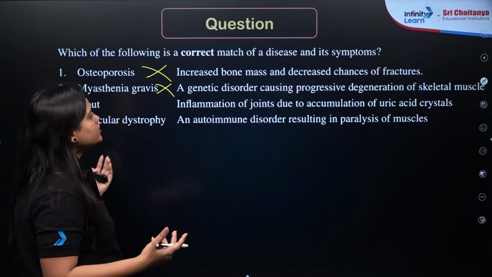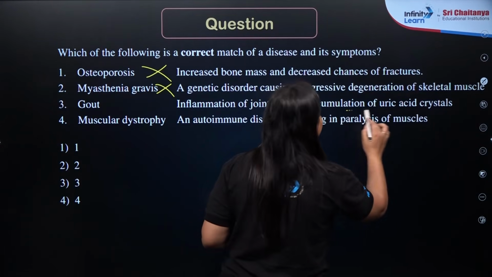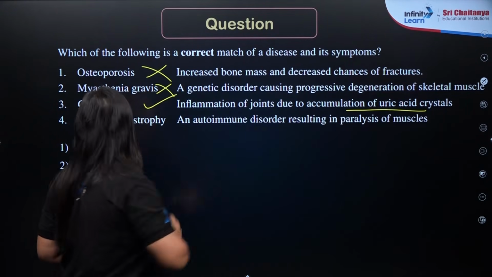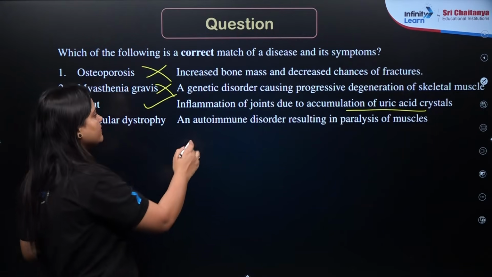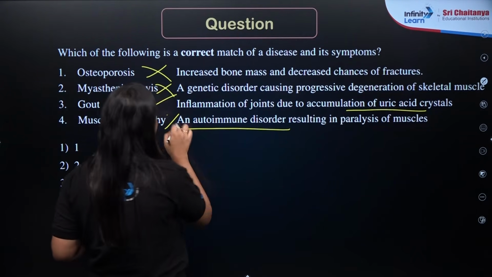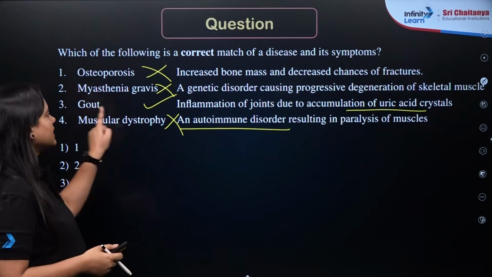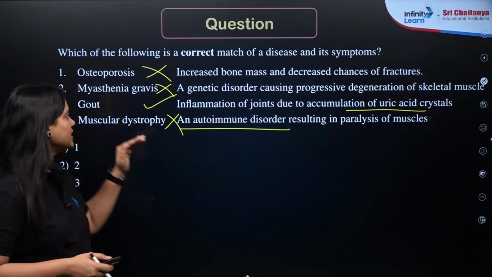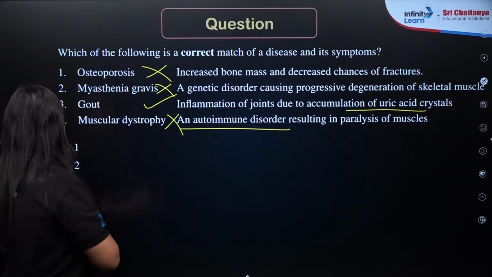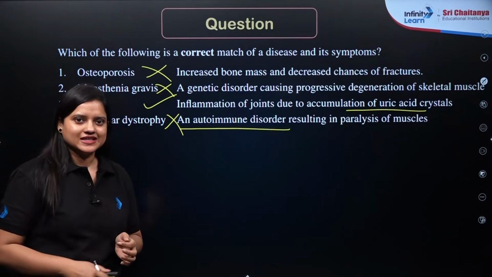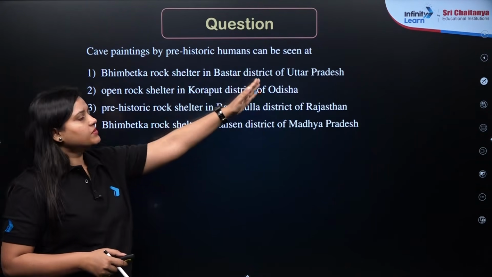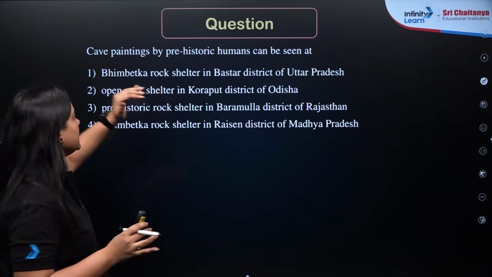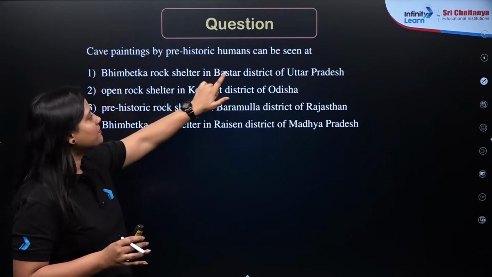Gout, inflammation of joint due to accumulation of uric acid crystals, that is true. And muscular dystrophy is a genetic disorder. Here they have written autoimmune disorder, which is wrong. So we know that the correctly matched pair here will be gout. So answer here should be 3. Easy.